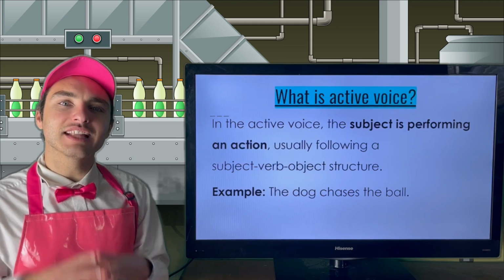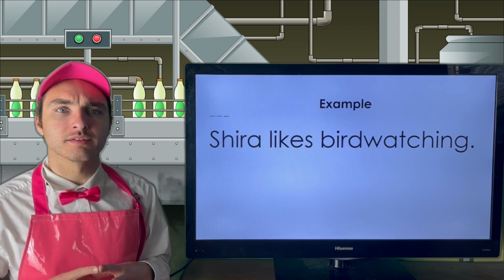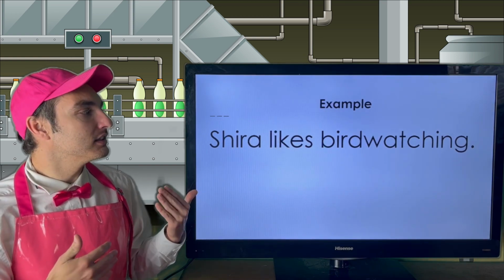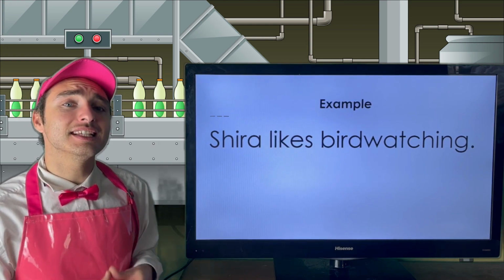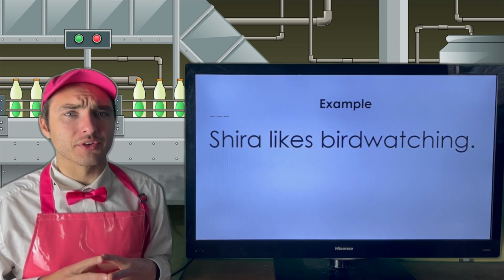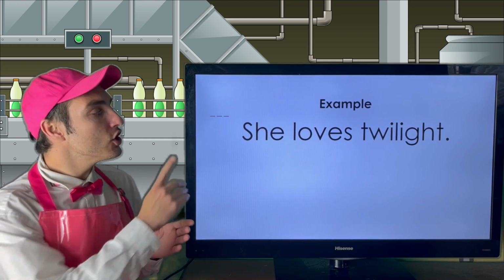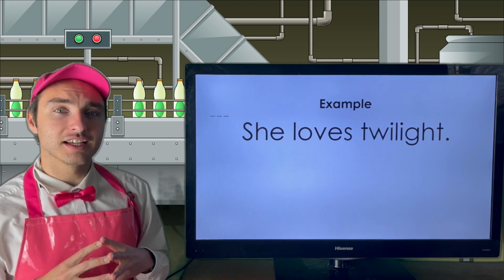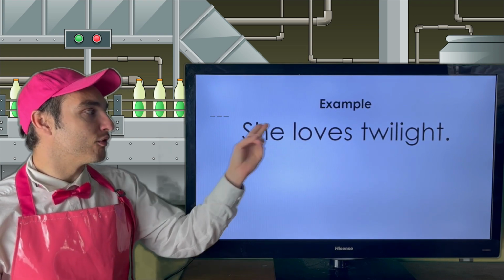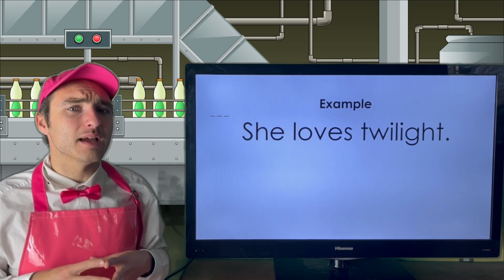Pretty easy, right? Let's go ahead and look at a couple of other examples. Example, Shira likes birdwatching. Here we have the subject Shira, and Shira is performing the action of likes birdwatching. So this is active voice because Shira is performing the action. Let's go ahead and look at another example. Example, she loves Twilight. Here we have the subject she. We have the verb loves and the object Twilight. So this is active voice because once again, we have the subject performing the verb. And then we have a receiver over there, the object, Twilight. So this is an example of active voice.